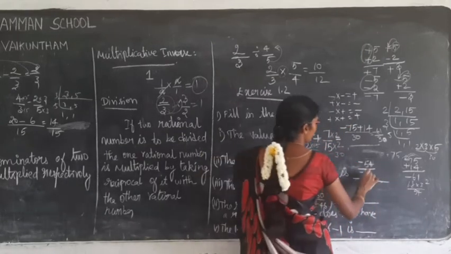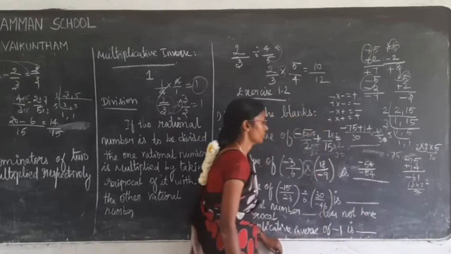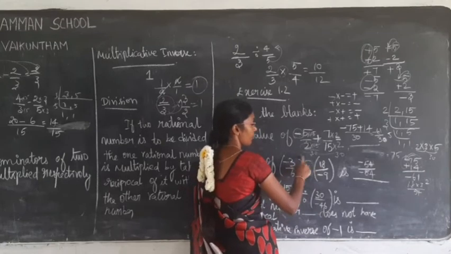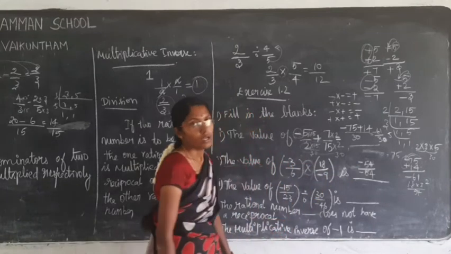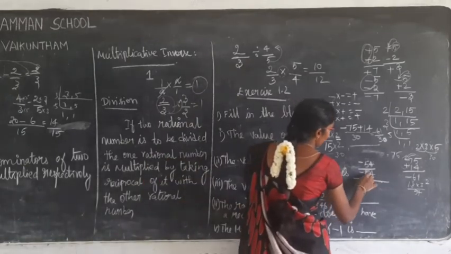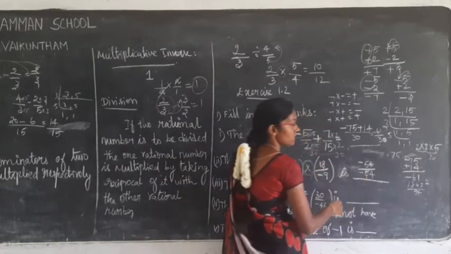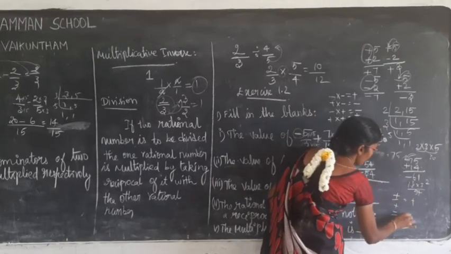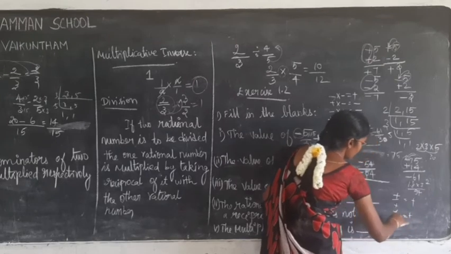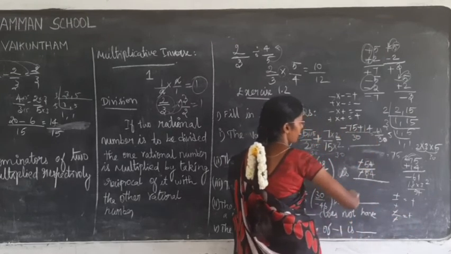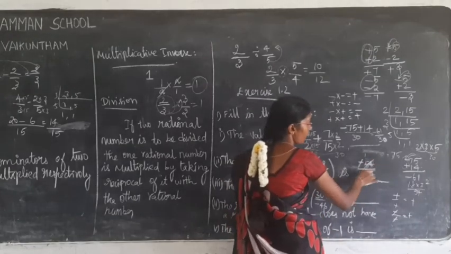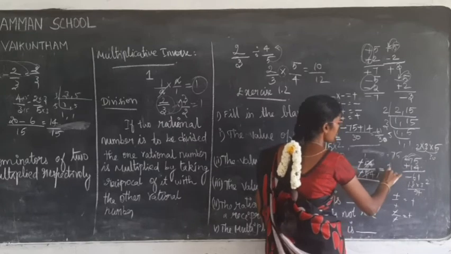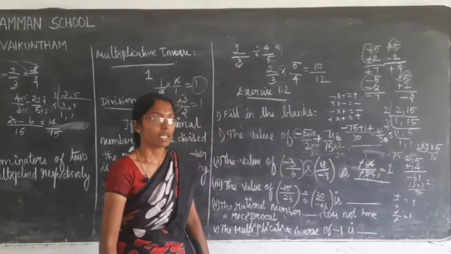6 9s are 54. 8 3s are 24, 4, balance 2, 3 1s are 3, 54, 6 9s are also 54. So see here, minus divided by minus, you will get plus. Since this minus minus cancel, 54 by 54, the answer is 1. Answer is 1. Okay, clear?